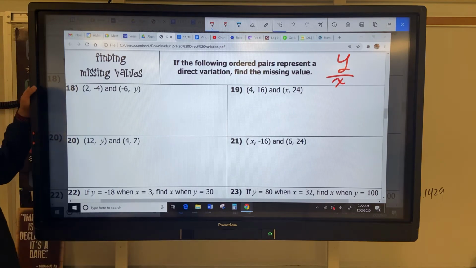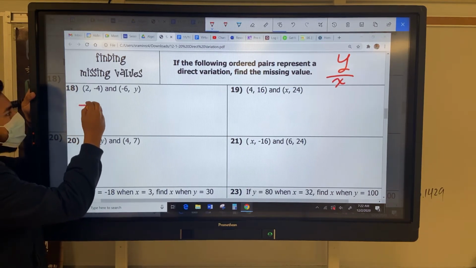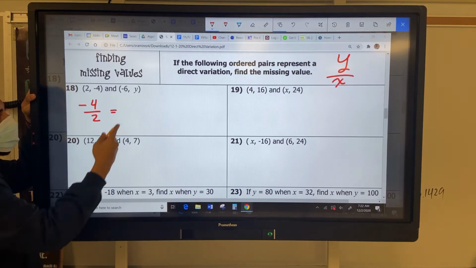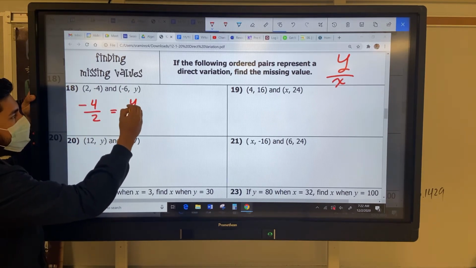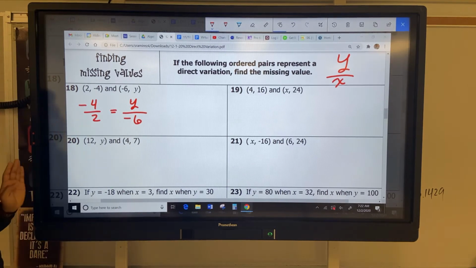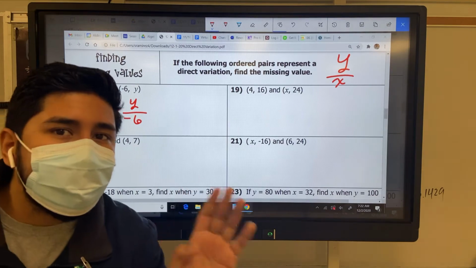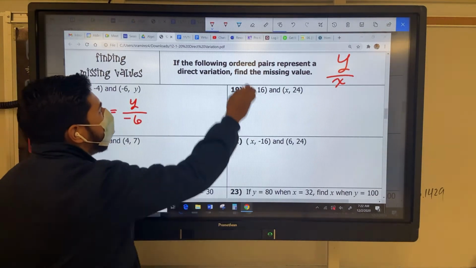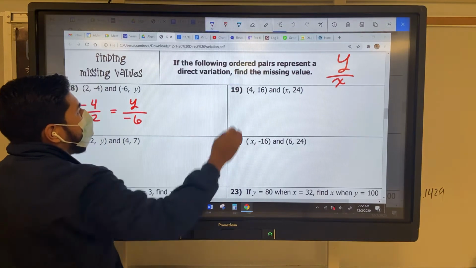Coming over here, we got negative 4 over 2 equals, there's no y number, so I'm just going to put that y over negative 6. I need to be able to solve for y. I need to find out what that y number is. Some of us know the butterfly method.